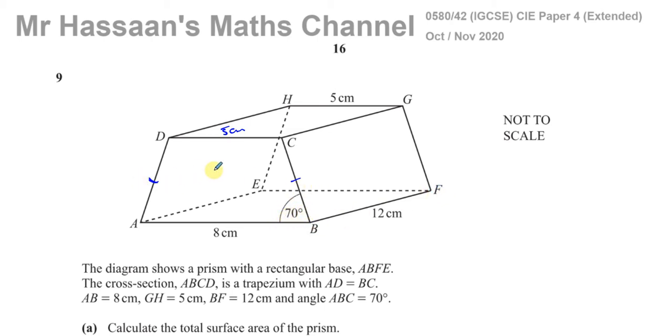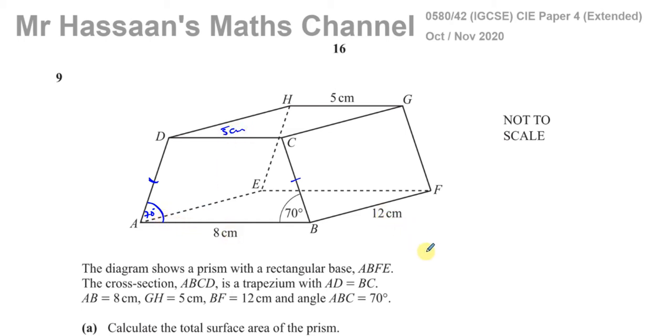Now, as this is an isosceles trapezium, because these two are equal, in isosceles trapeziums like this, the two base angles are the same. So this angle here is also 70 degrees. That's what we can deduce from the fact that AD and BC are the same. They didn't tell us the length of them, but they told us that they're the same. So we can deduce that that's 70 degrees from this, and this is 5 centimeters, this is 8 centimeters.